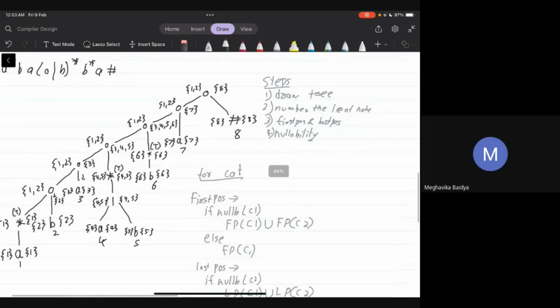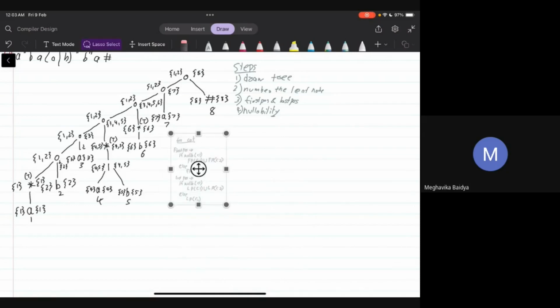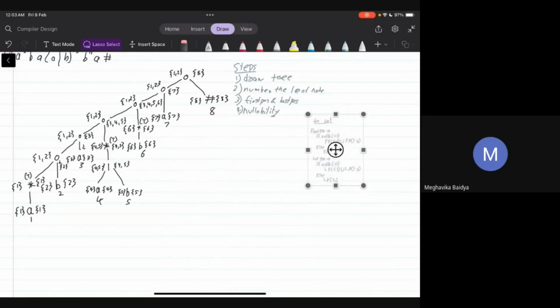I'll put this here on the side. So four steps are done, which are first pos, last pos, and nullability. Then the fifth step is this one, follow pos.